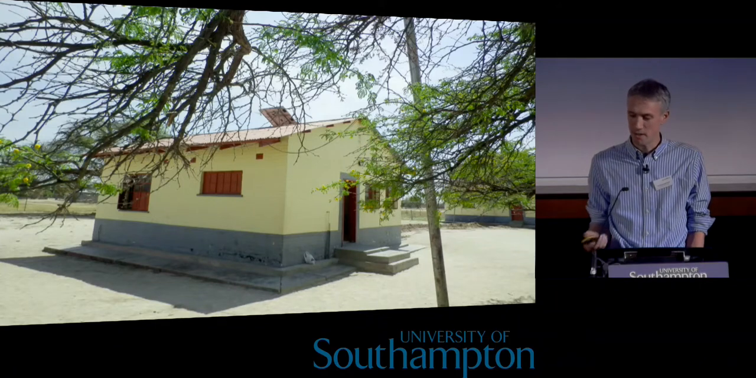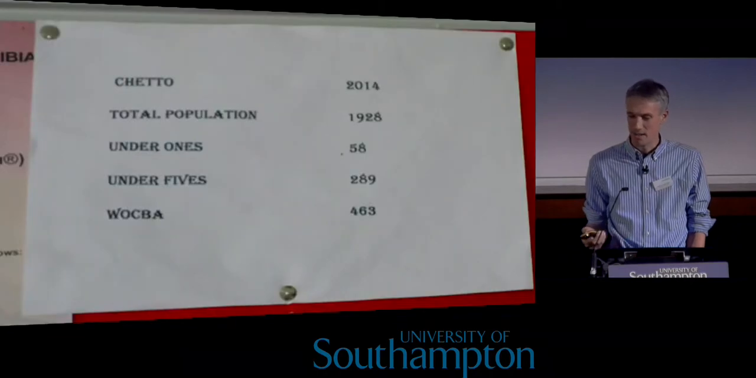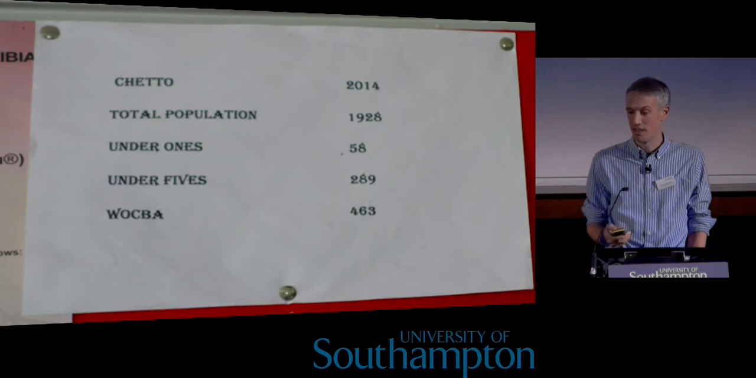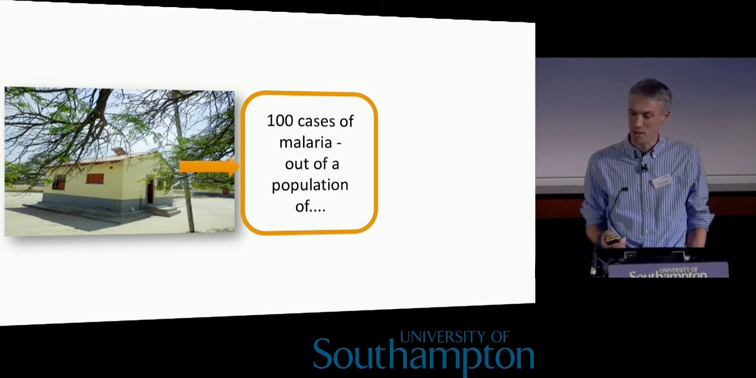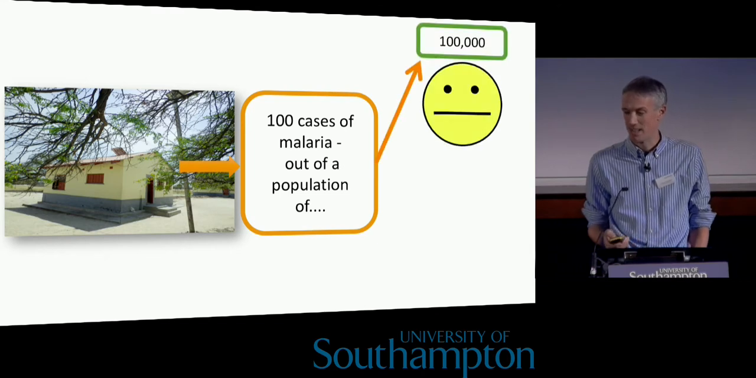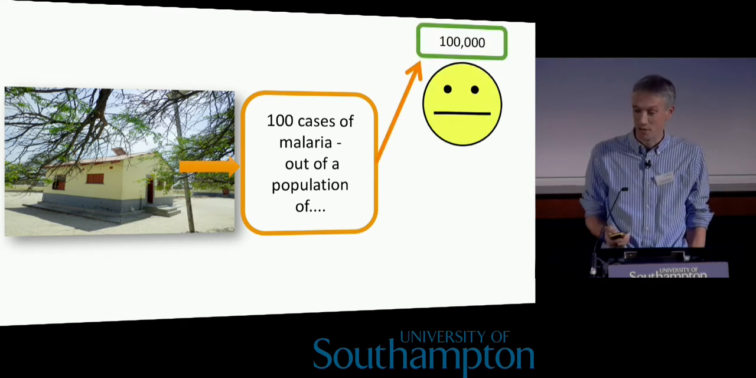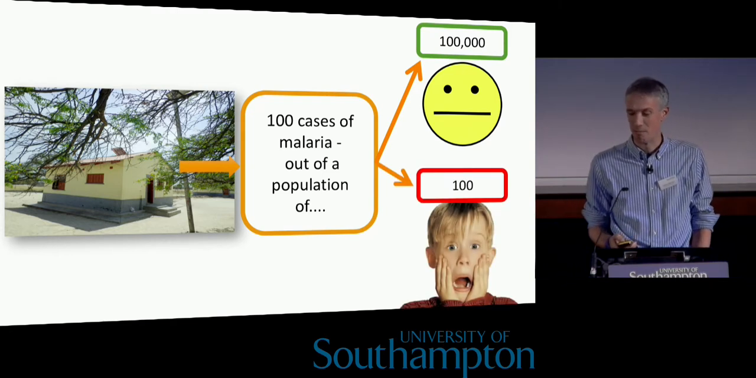How this is useful: if we think about this health facility in northern Namibia, often pinned to the wall is something like this that tells you, this is my population, this is my denominator. Total population is 1,928 people. That's great for a denominator, but often those population numbers are changing. So if you have 100 malaria cases recorded there out of a population of 100,000, that's not a problem. If it's out of 100, then you have a serious problem and a serious outbreak. So getting that denominator right is pretty important.